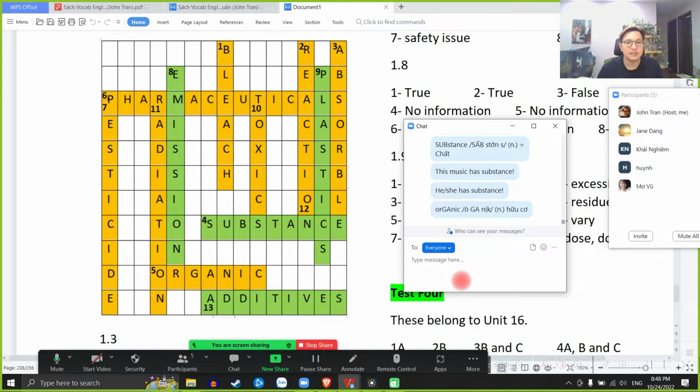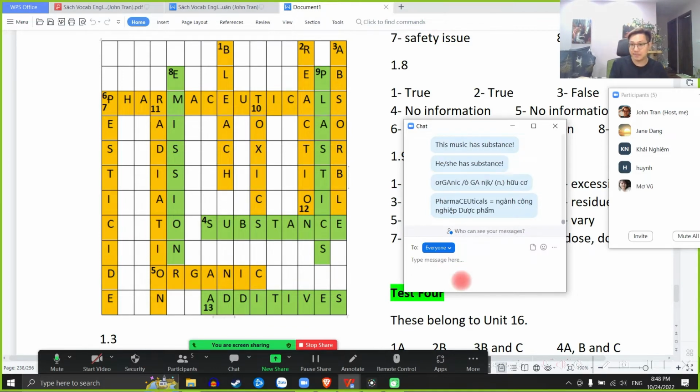Number 6, it's pharmaceutical, ngành công nghiệp dược phẩm. Pharmaceuticals, ngành công nghiệp dược phẩm. Thì đương nhiên tạo ra thuốc để bán rồi. Of course they make and they sell medicines. Number 7, it's pesticides. Rút trừ sau.